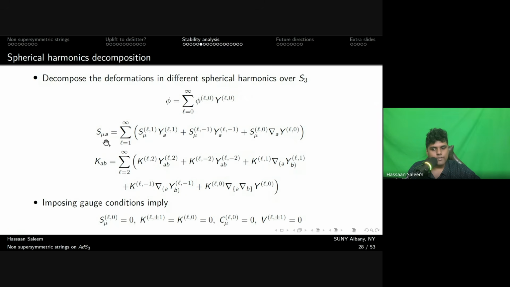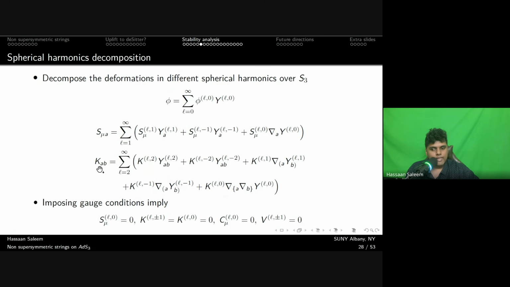But if you have a field that has an index over S3, which is, for example, S mu A, it has an index A, which lives on S3, then you have to introduce some other kinds of spherical harmonics, which are called YA, and these are called vector spherical harmonics. So there are 3 kinds of terms that come here. One of them is called YAL1, YAL-1, and there's a third kind of term, which is the derivative of this previous spherical harmonic, because it also carries an index.